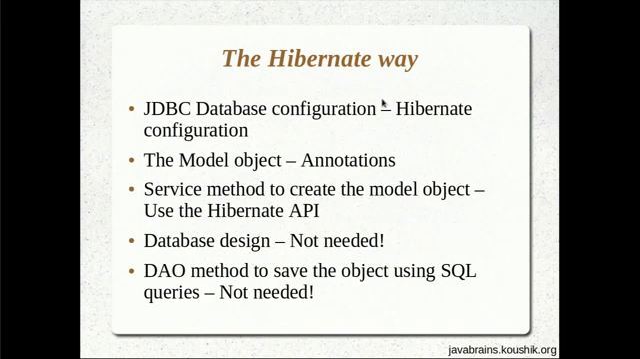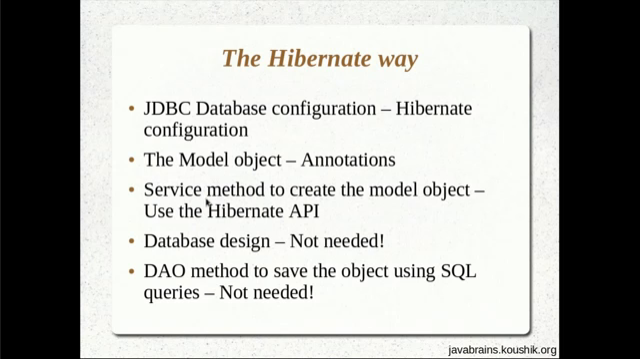So to summarize, what are the things we need to do? First, we need to write the Hibernate configuration in order to provide the database details and other configuration to control the way Hibernate works. The second step, we need to write the model object, and we'll be using annotations to configure the model object so that Hibernate knows where to save the model object.